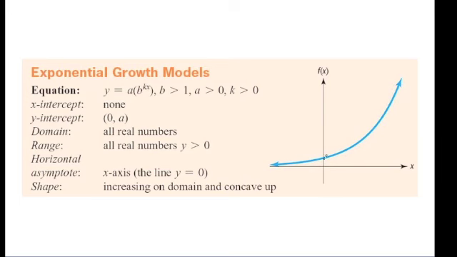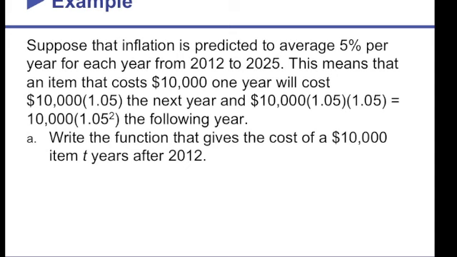The y-intercept is (0, a). The domain is all real numbers. The range is all real numbers greater than 0, so you would write that from 0 to infinity. And the horizontal asymptote is the x-axis because it does not cross the x-axis. It's increasing on the domain and concave up. An example where we would use that.